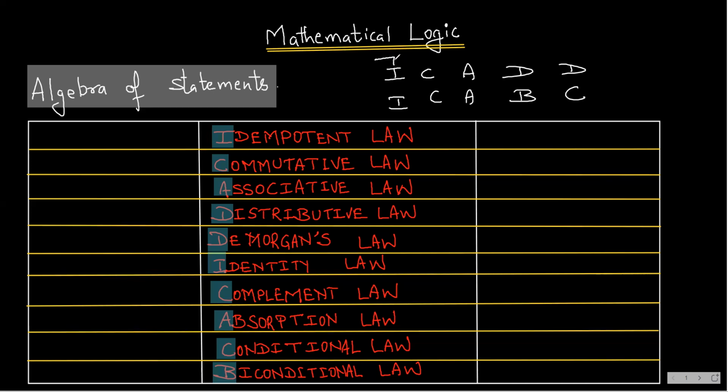This stands for idempotent law. Then commutative law. What are these laws? That I will tell you in a short while. Then this one is associative law, distributive law, De Morgan's law, identity law, complement law, absorption law, biconditional law, and conditional law. So we are going to see these laws. Okay, now I will tell you the examples of these laws.